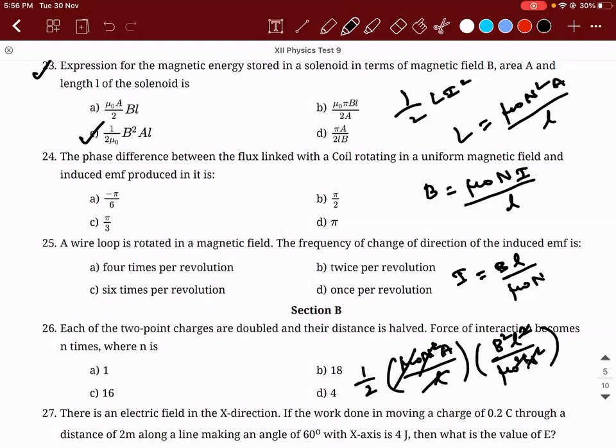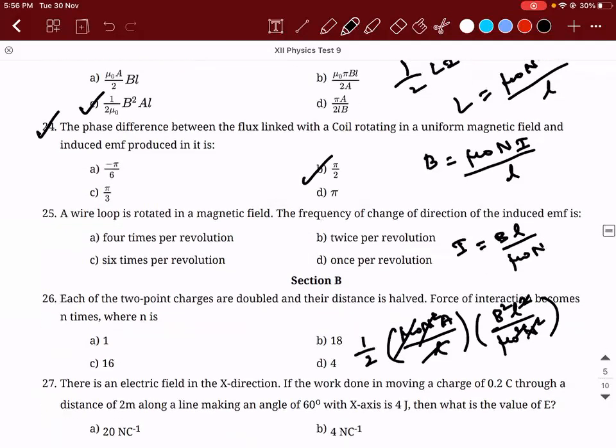24th. This question is repeated. The phase difference between flux linked to the coil in a uniform magnetic field and induced EMF. Answer is pi by 2, because one will be in terms of cos, one will be in terms of sine.